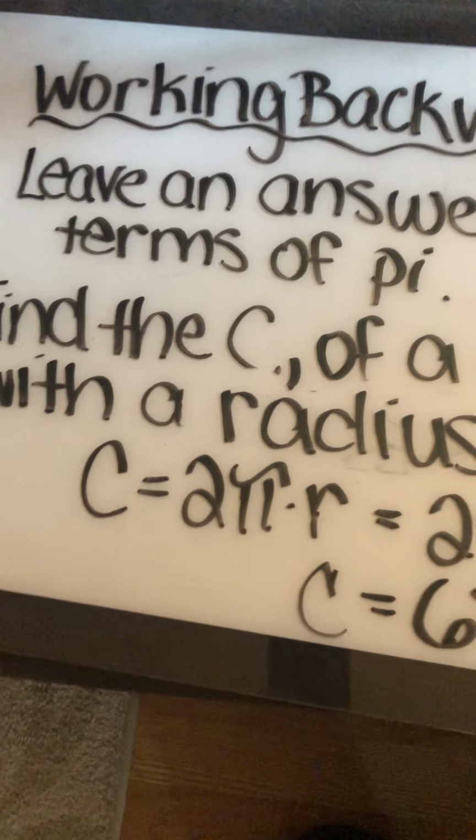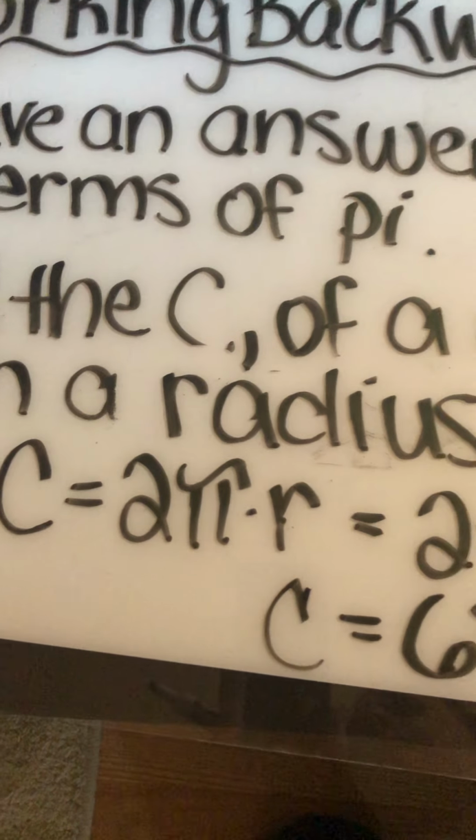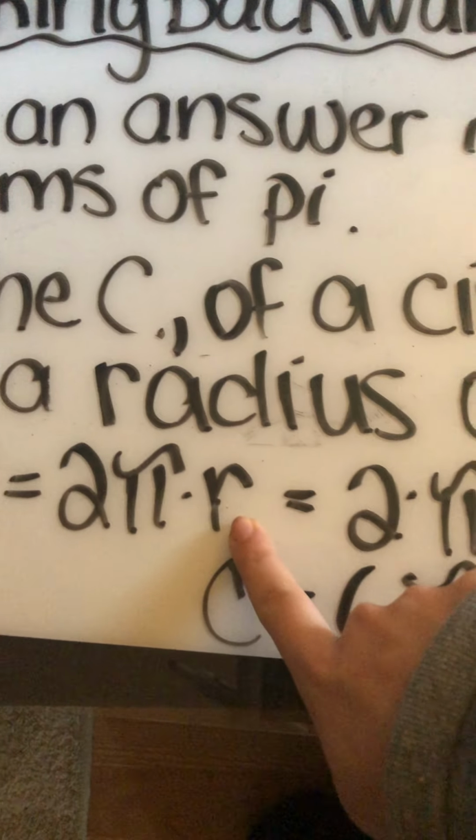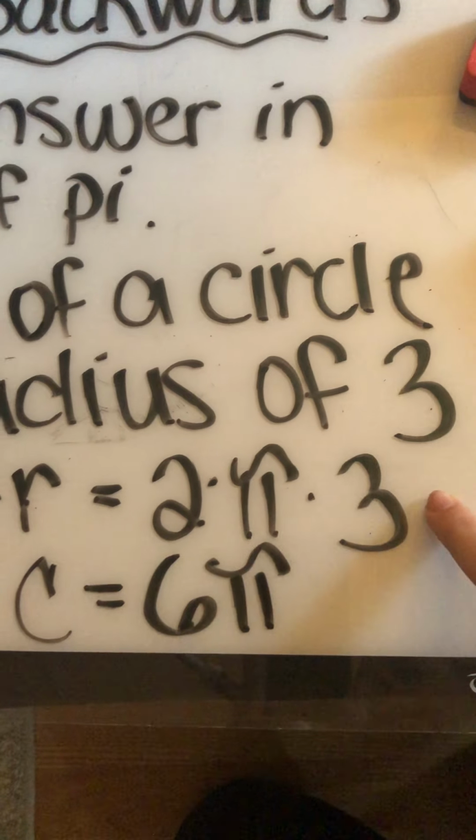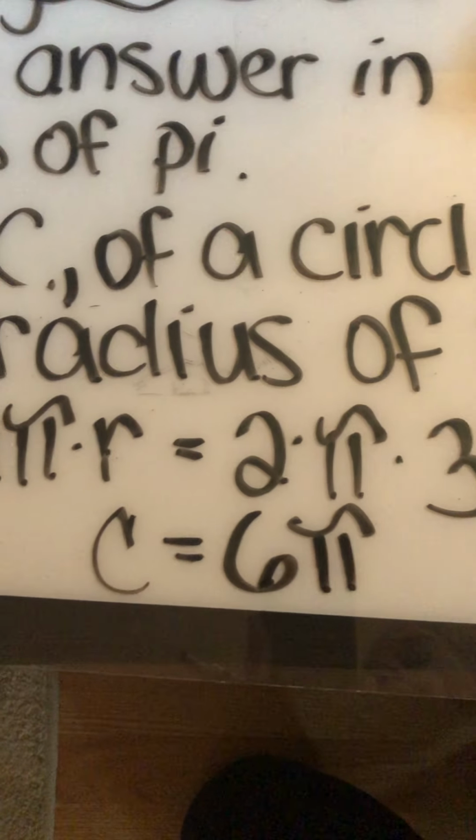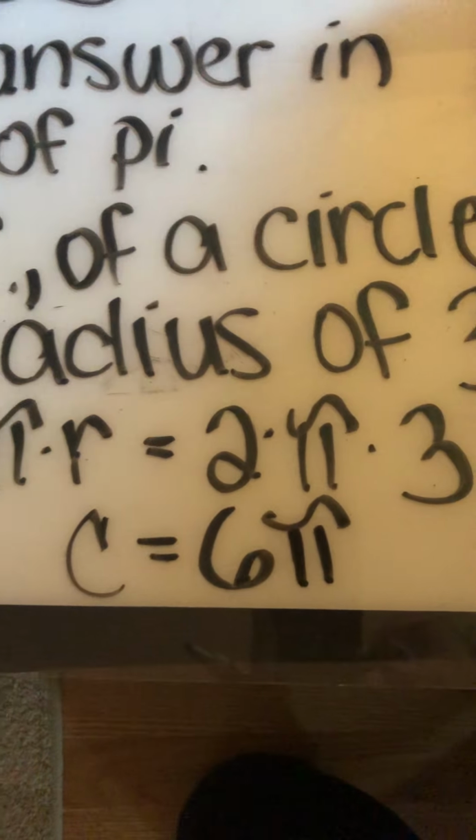So we use this formula now instead. We plugged in where we see r, we plugged in 3. We did the multiplication of 2 and 3, and we get our answer in terms of pi. Okay?